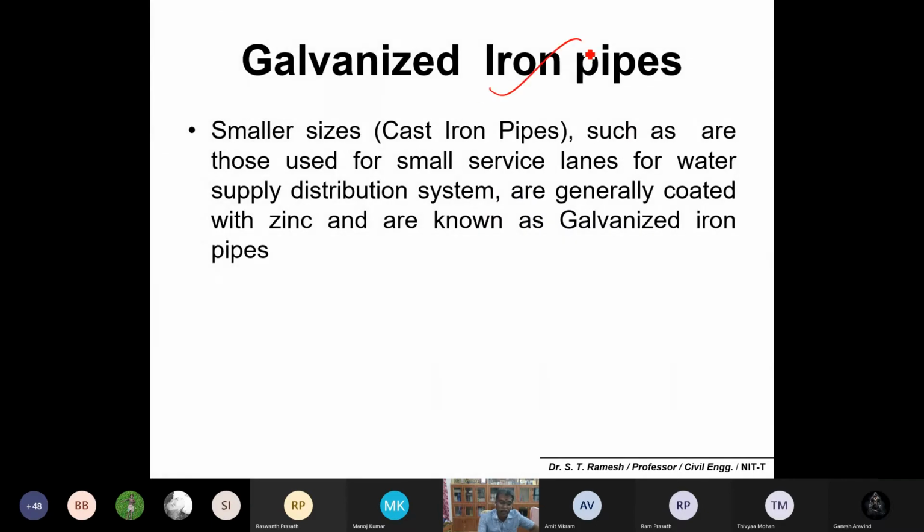Next one is about GI, galvanized iron pipes. It is very simple: normal CI pipes are coated with zinc. So please make a note on this, it is important. CI pipes which are coated with zinc are commonly known as galvanized iron pipes, GI pipes.